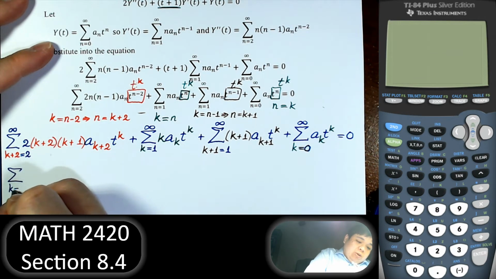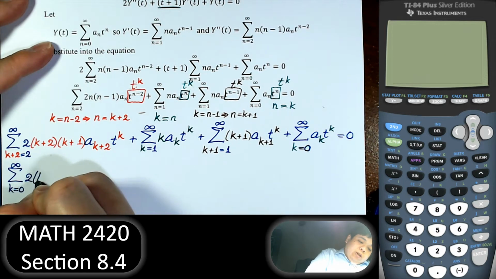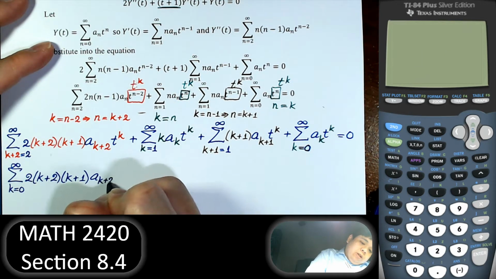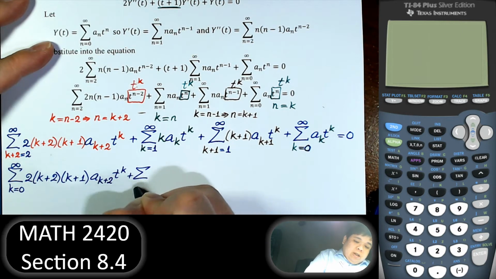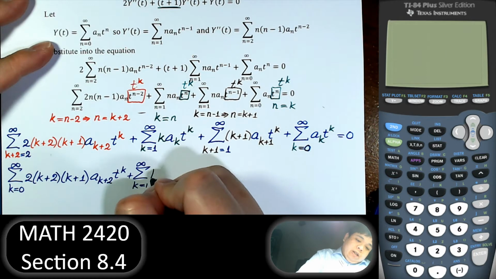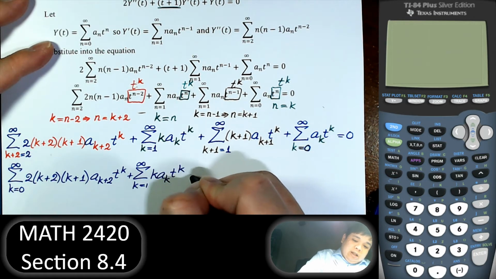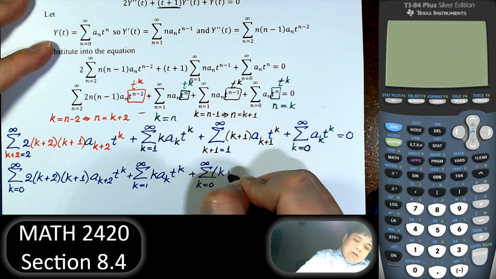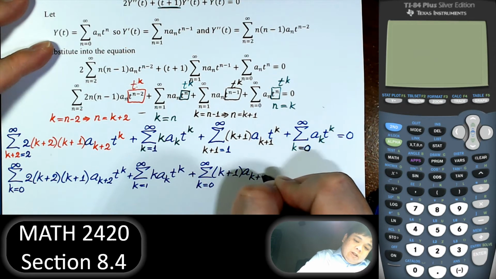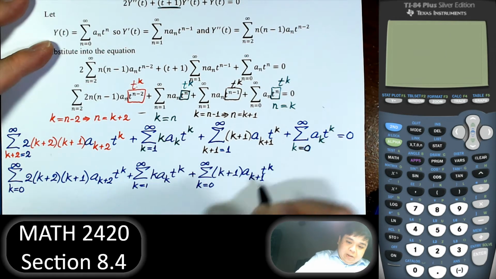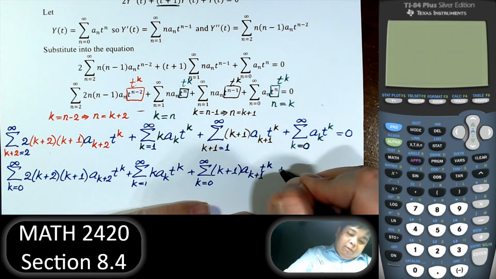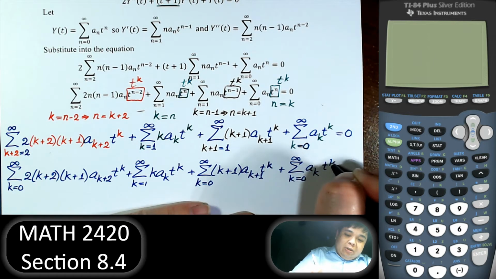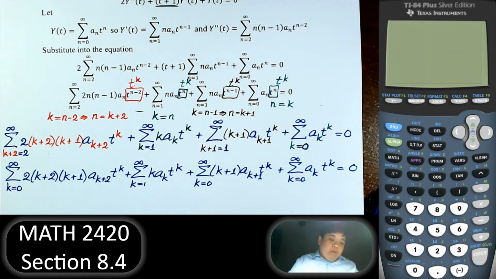2 and 2 cancel out. Sum from k equal to 0 to infinity of 2(k plus 2)(k plus 1) a sub k plus 2 t to the k, plus sum from k equal to 1 to infinity of k a sub k t to the k, plus 1 cancel out, sum from k equal to 0 to infinity of (k plus 1) a sub k plus 1 t to the k, and sum from k equal to 0 to infinity of a sub k t to the k equal to 0. Right, so good that all of them have t to the k.